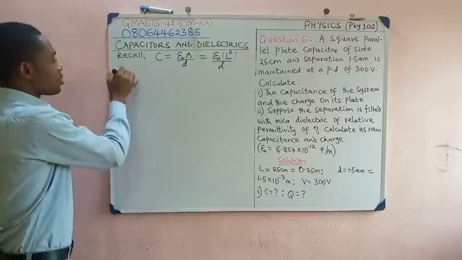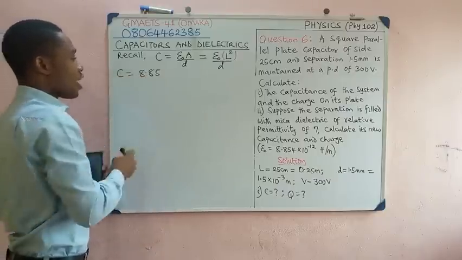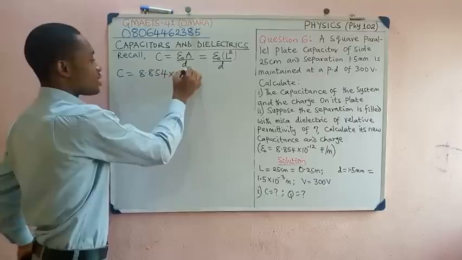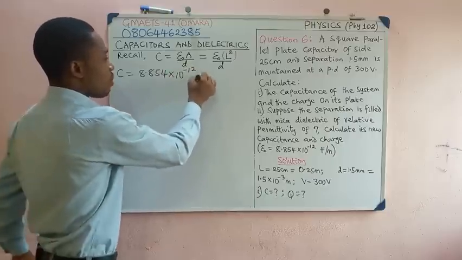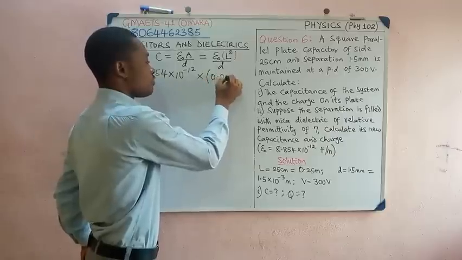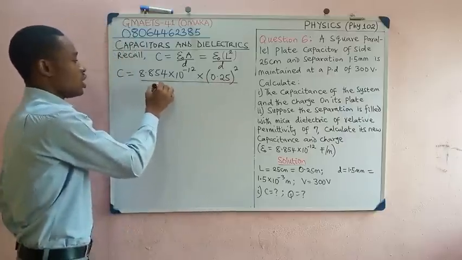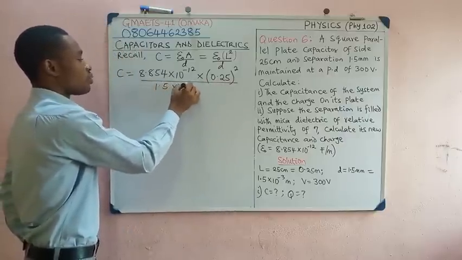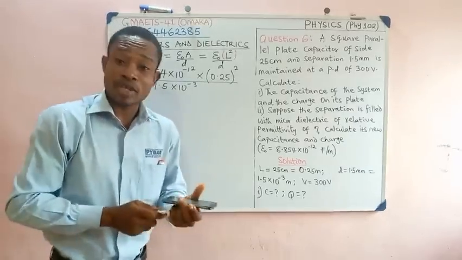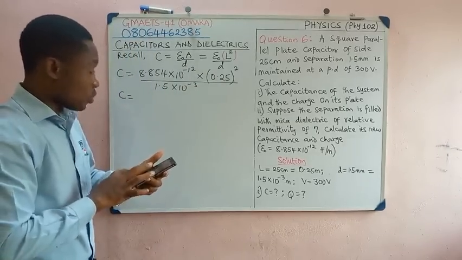So we move on, we can now substitute that this is now equal to 8.854, then multiply by 10 raised to the power minus 12, then multiply by square of the length, which is the area, 0.25. You're going to square it and then divide by the distance of separation, which is 1.5 times 10 raised to the power minus 3. We can now obtain our value by pressing these values in our calculator. Let's do that and see what we're going to get.